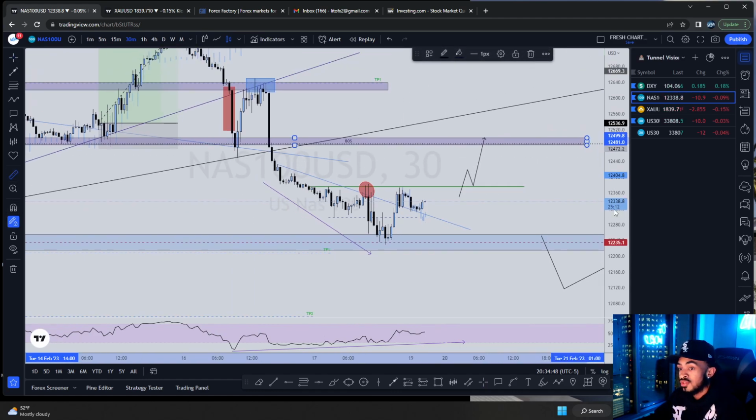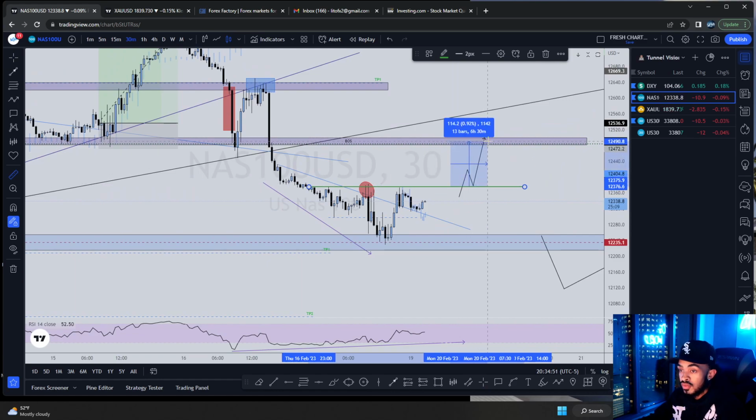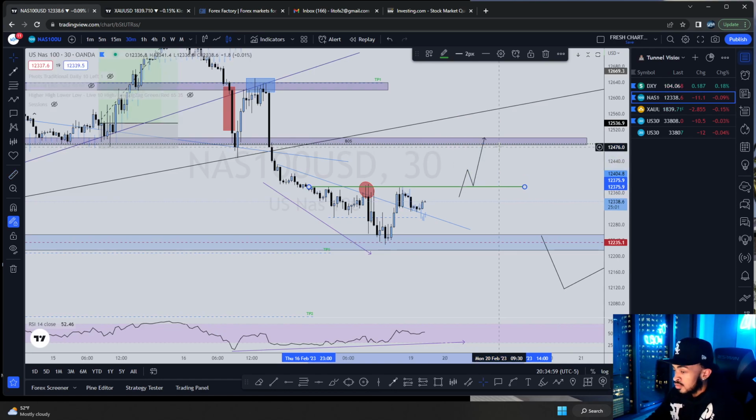And this is NAS 100, so this is a nice move. So from here to the zone is 115 points. So that's a great move. That's a great move to start the week. So when I'm doing my markups, I'm not trying to predict the whole weekend ahead.